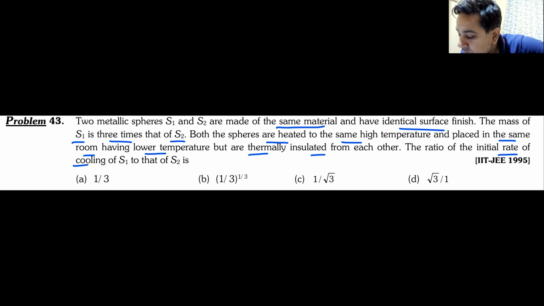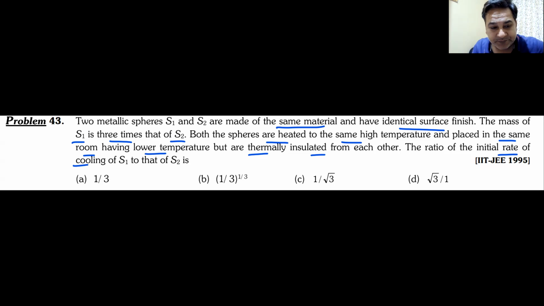M1 is equal to 4 by 3 pi r cube into density, equal to 3 into 4 by 3 pi r cube. From there, you can find out the ratio of their radius. Yes or no? Yes. Now, once you know the ratio of their radius, just like the problem that we had done before, you find out the rate of cooling from the ratio of their radius. Yes or no? Yes, sir. That is the fayda of solving the previous question, that you can use the result in this question. Do you understand why we did that question first and this question now? Yes, sir. That is how you build up your sequence.